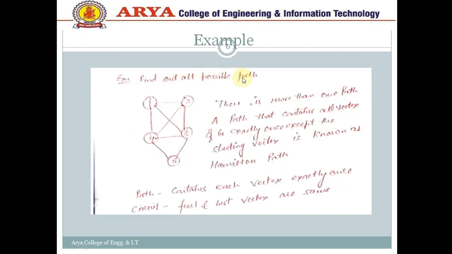Next is an example of this. Find out all the possible paths. This graph is given. There is more than one path. A path that contains all vertices of G exactly once is known as a Hamiltonian path. If we cover the path 1 to 2, 2 to 3, 3 back to 1, that is not a path, because the starting and ending vertex are the same, but only twice, not more than twice. So the path contains each vertex exactly once, whereas in a circuit the first and last vertex are the same.